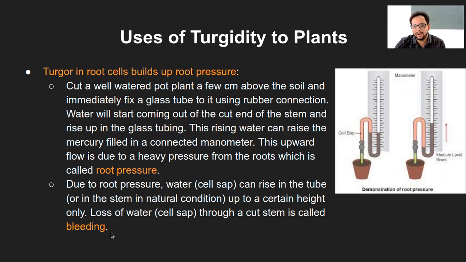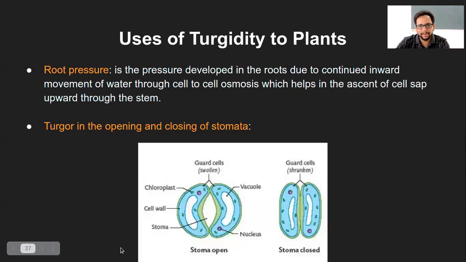This is literally like how whenever we have a wound, the blood oozes out from that wound. That is something similar. But in a plant, obviously it's not blood, it is water. So that is root pressure and bleeding.